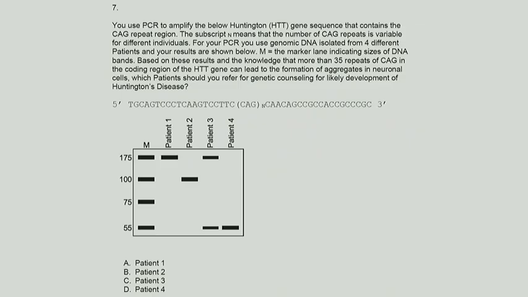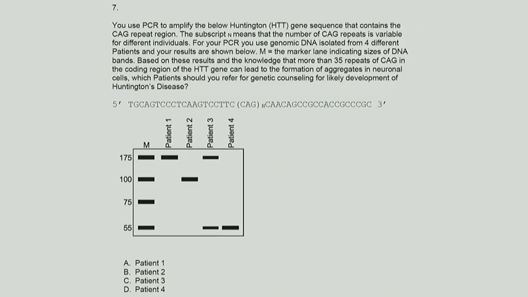Yes, right? They have 175 base pairs here. That implies that they have more than 35 repeats. Patient 2. No, right? 100. That is not the threshold we just determined from multiplying 3 by 35, right? So that is not 35 repeats. I think it's about 20 repeats. And then what about patient 3?